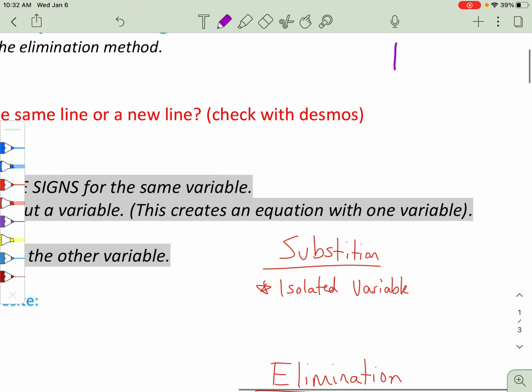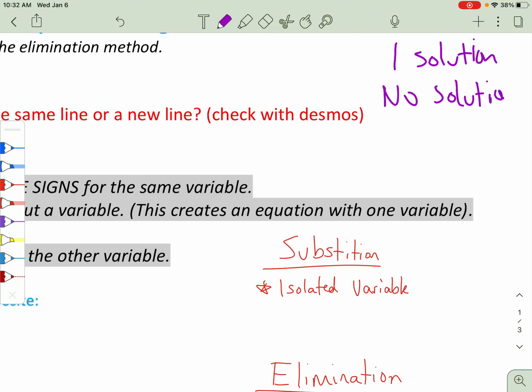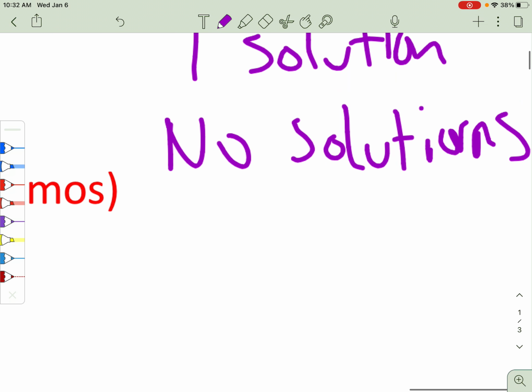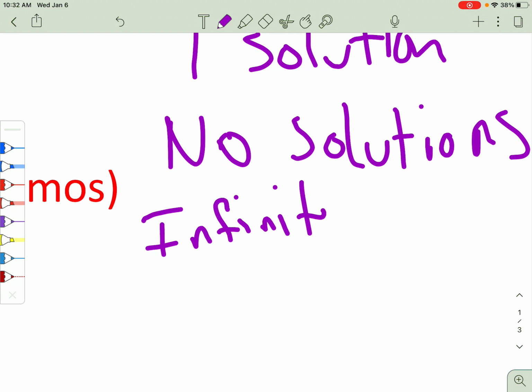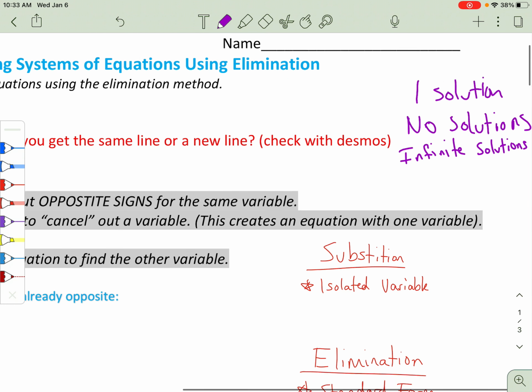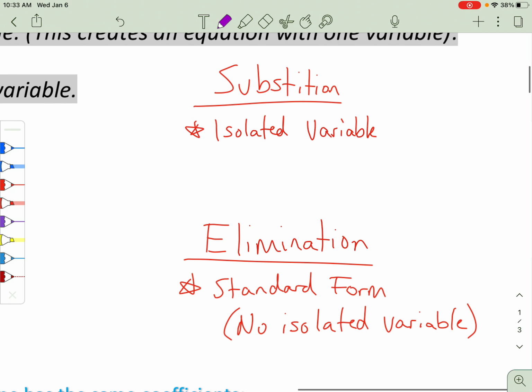You could obviously get one solution, okay? You could end up where you get no solutions, all right? Or the third scenario is that you could have infinite solutions, right? And when we actually solve a system of equations, what I would recommend is using the substitution method that we've used for Monday and Tuesday, only when you have an isolated variable.